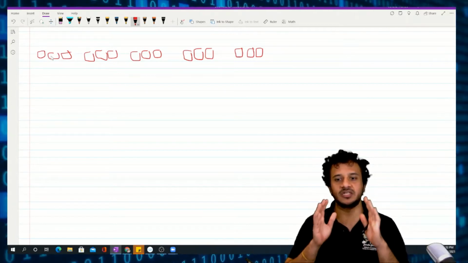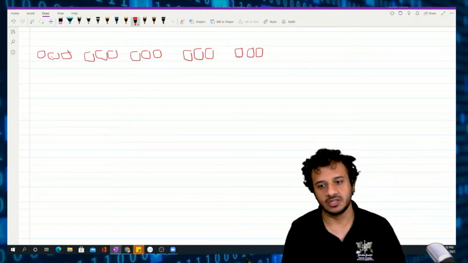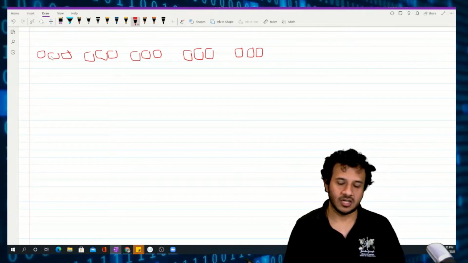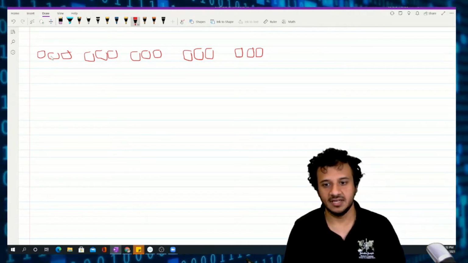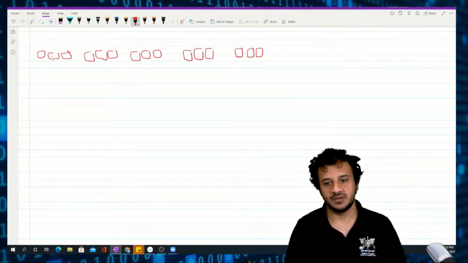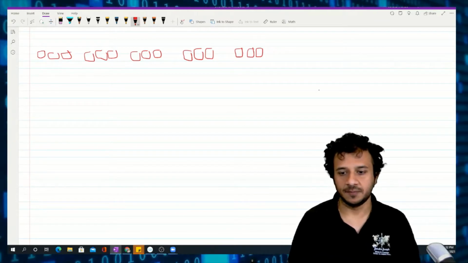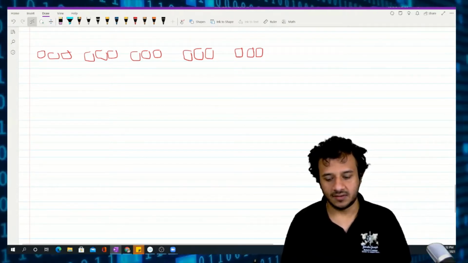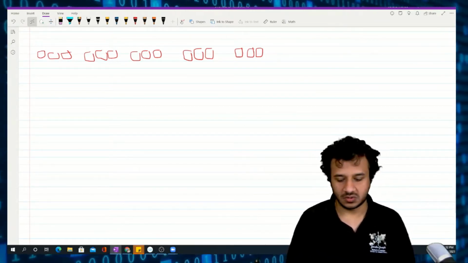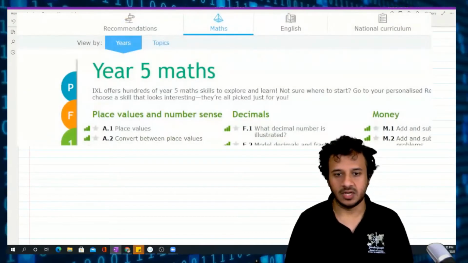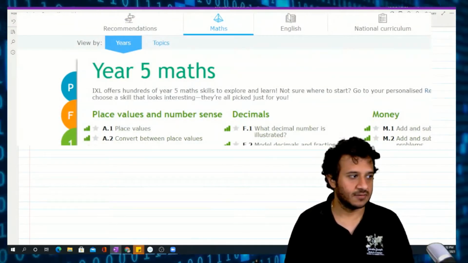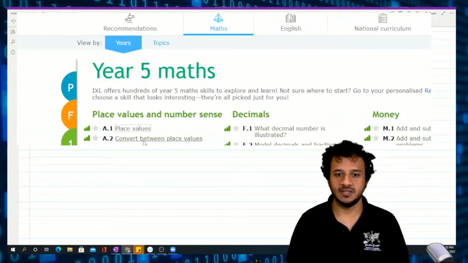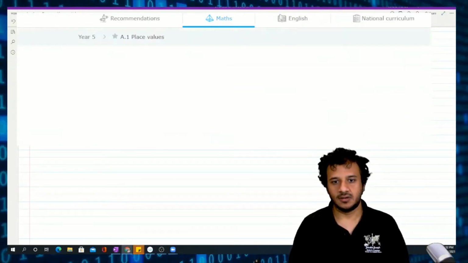So in short and sweet, we have done this in our own class. If you go to your class notes, you will definitely see it. If you haven't done this, please let me know and we can go through it again. Anyway, let's go to the questions. Let me first go to IXL, then Year 5, and then place values.